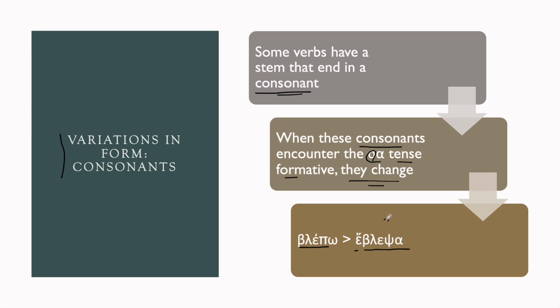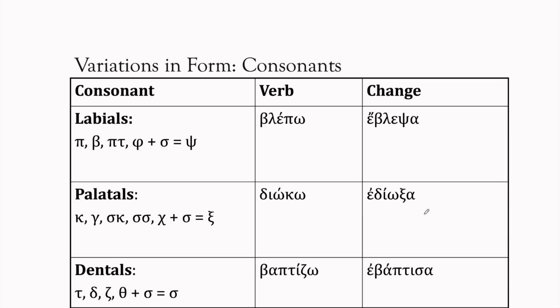So that pi encounters the sigma and it becomes psi. Okay, that's why you get eblepsa. So here's a summary of the changes that occur. So these verbs that end in a pi, a beta, a pi tau, or a phi, when they encounter a sigma, they form this psi. So I used the example of blepo in the previous slide.